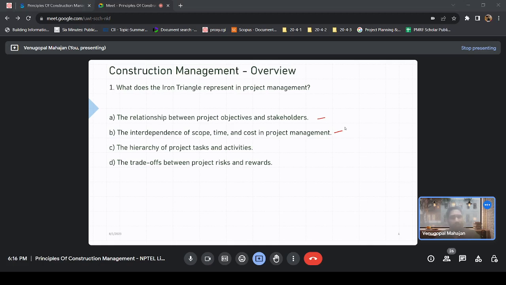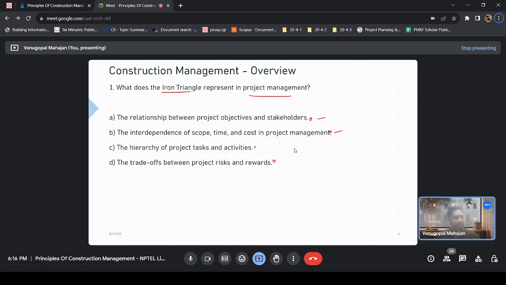Okay, so we have got two terms in the question: iron triangle and project management. Anybody would like to elaborate on what project management actually is? It applies to all four, sir. Okay, it applies to all four of the iron triangle. Okay, let's see what it is.